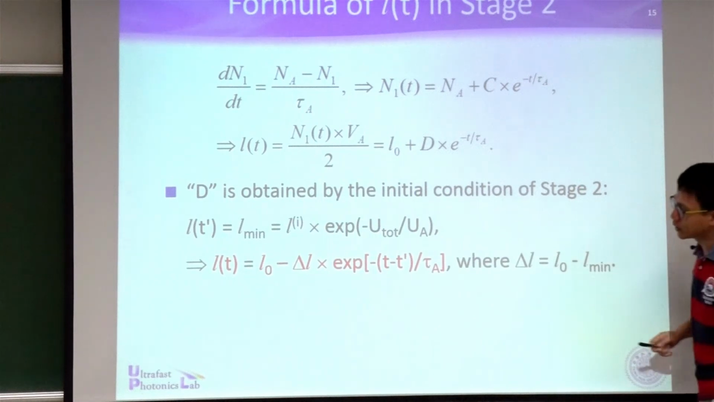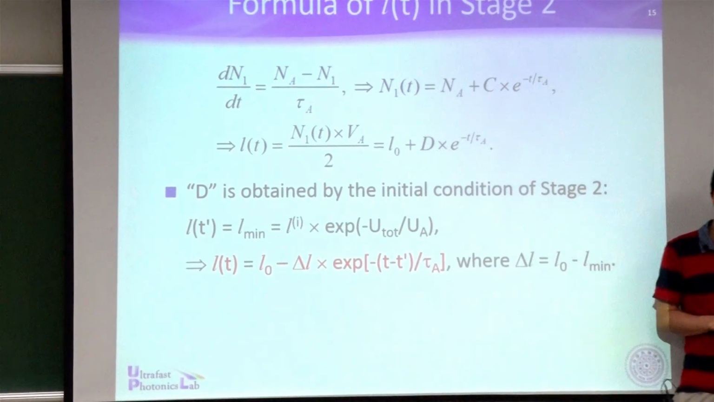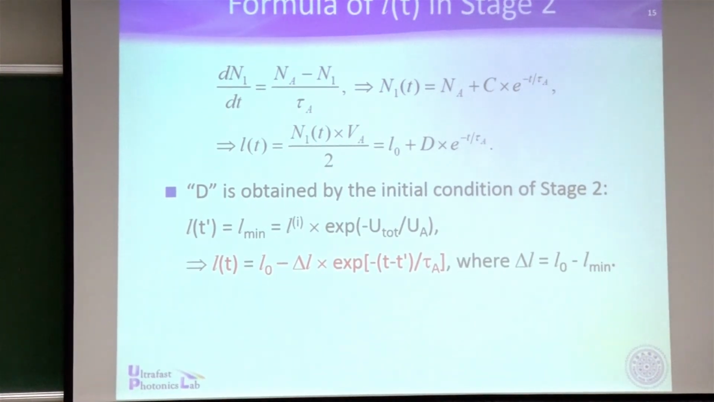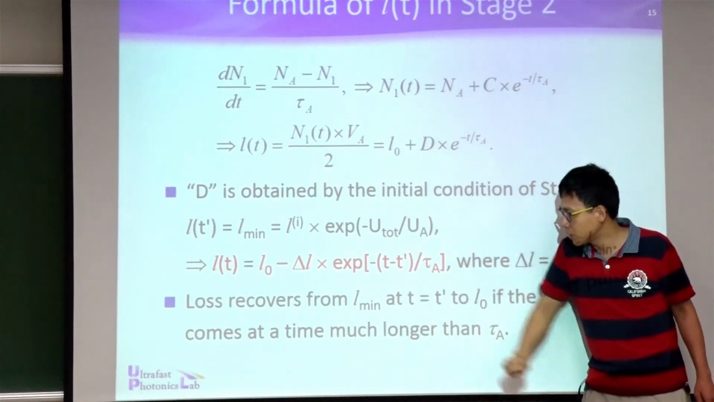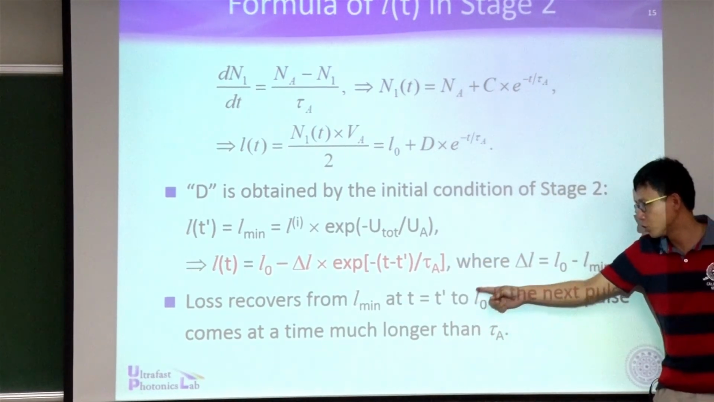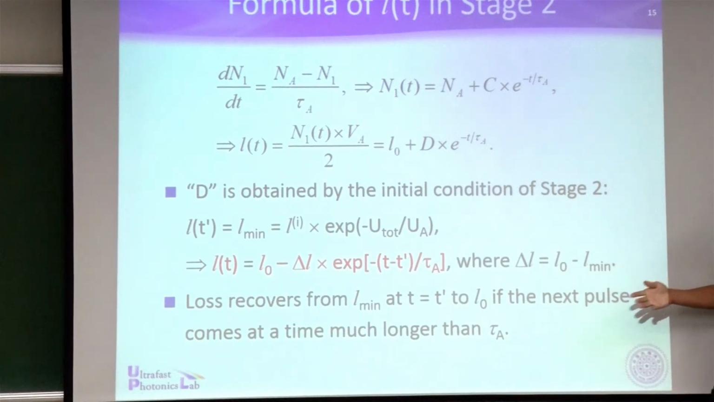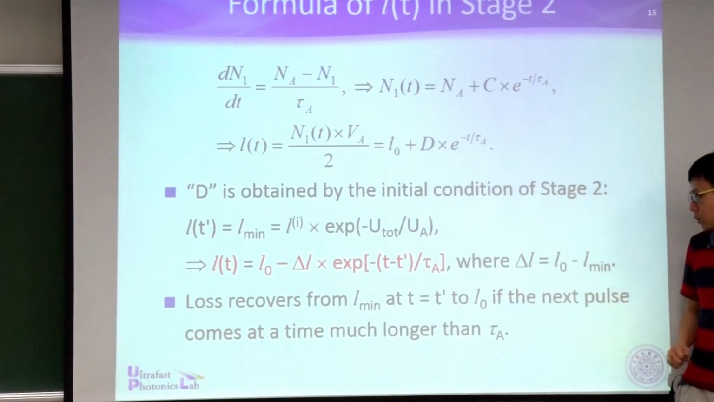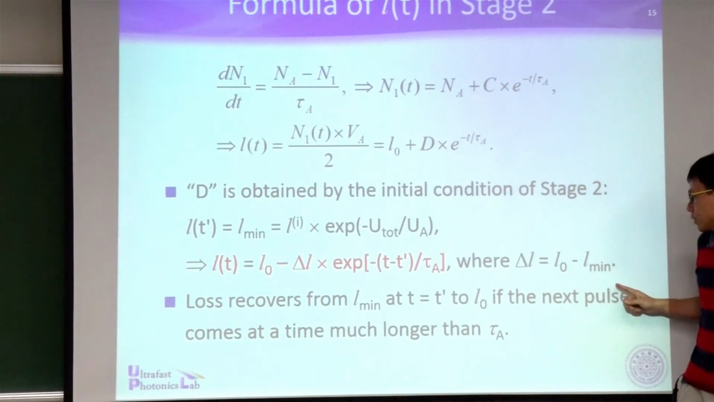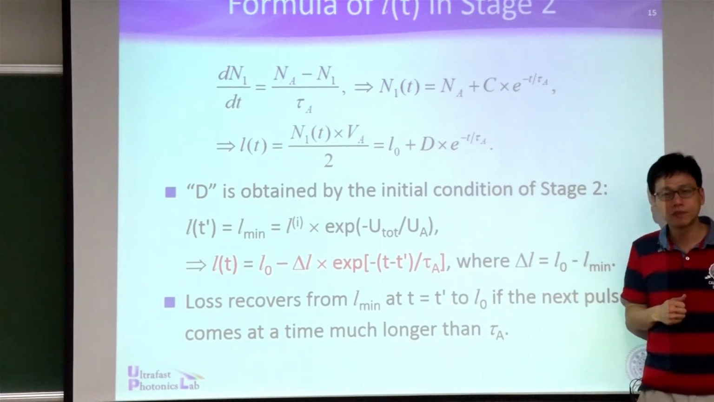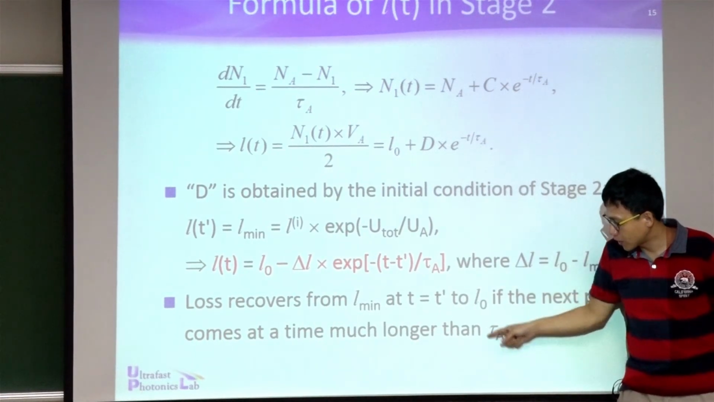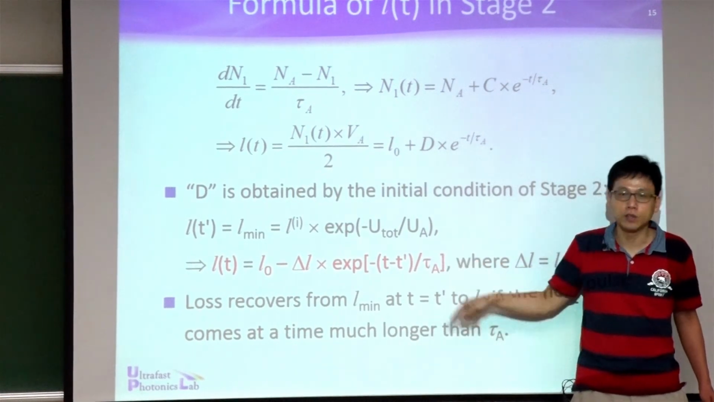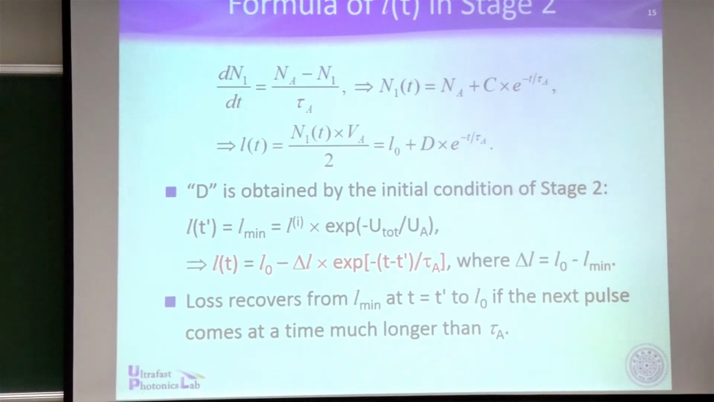You can write down the solution to stage 2. Okay? The formula is not important, but basically the loss recovers from the minimal loss, trying to recover to small signal loss before the next pulse comes in. Okay. And the speed of the recovery depends on your tau A, right? Your lifetime constant of the material.